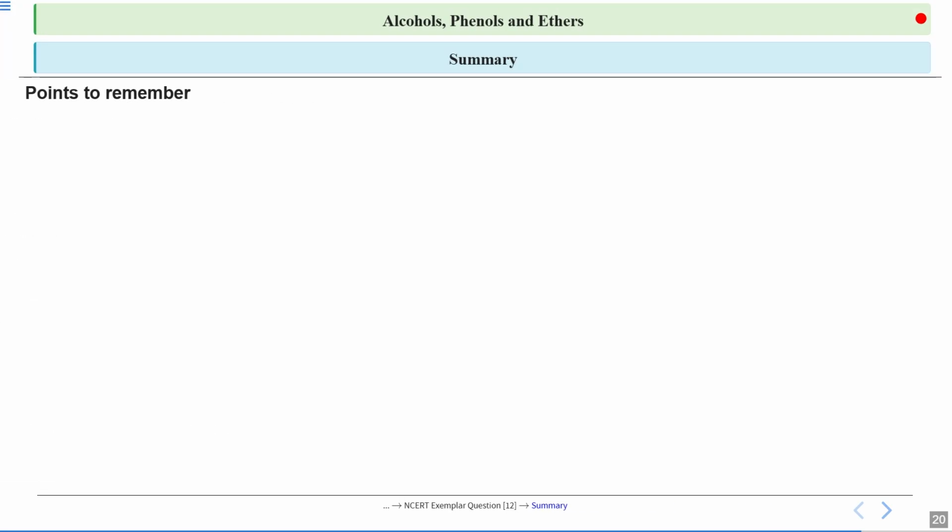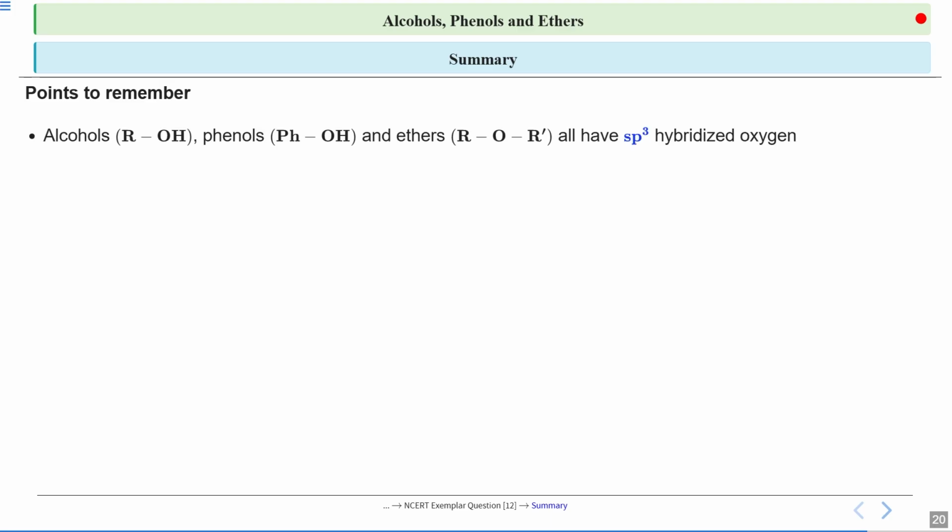Okay, let's look at the summary, the points to remember from this lecture. First of all, alcohols have the general formula ROH. Phenols have the general formula of the benzene ring and OH. And the ethers are ROR prime. R and R prime may or may not be the same. They all have sp3 hybridized oxygen.